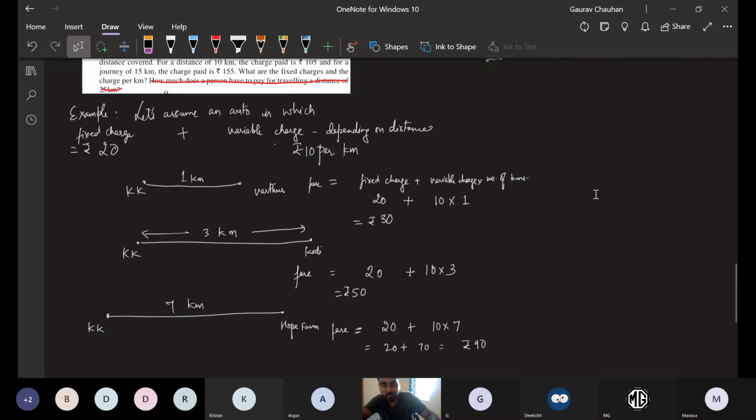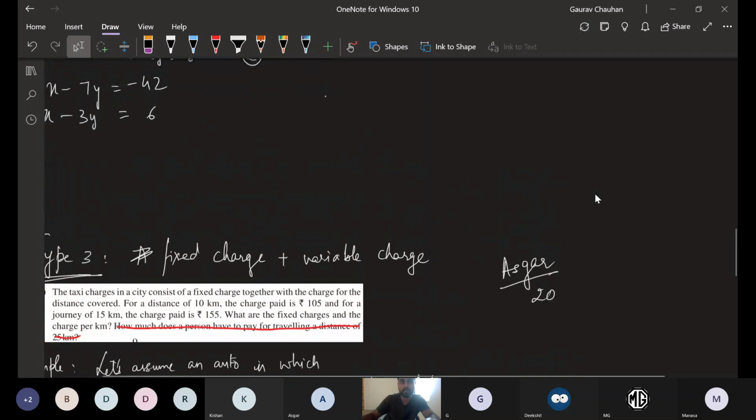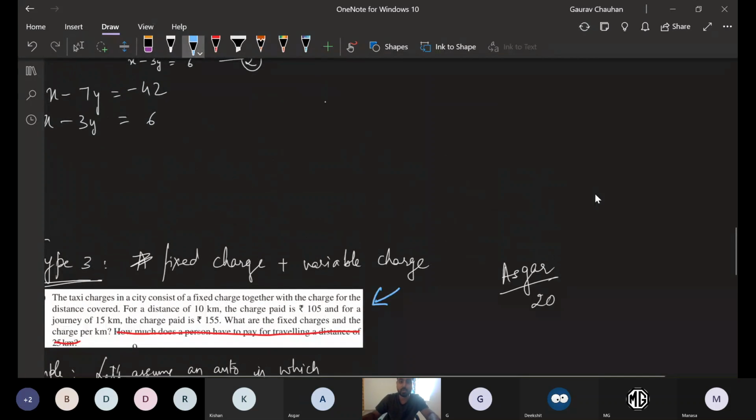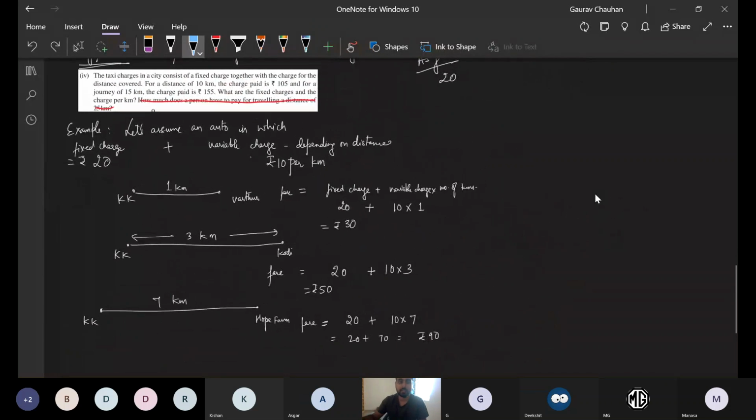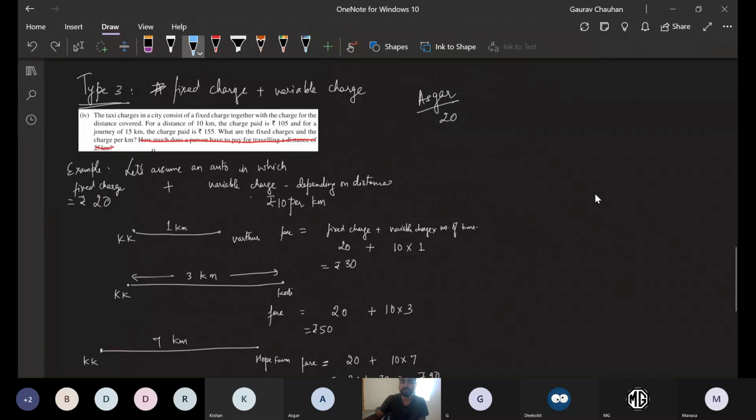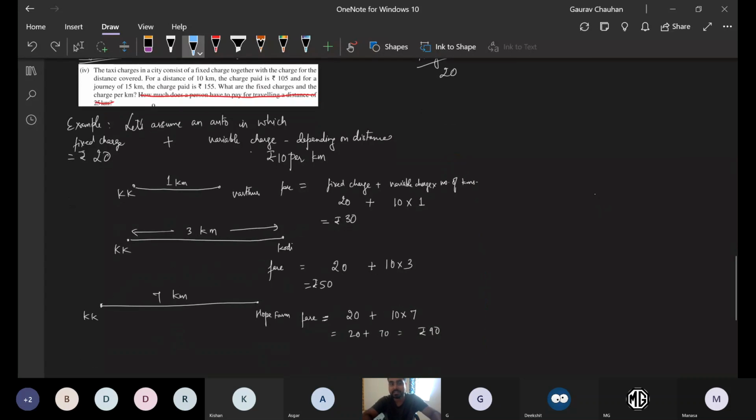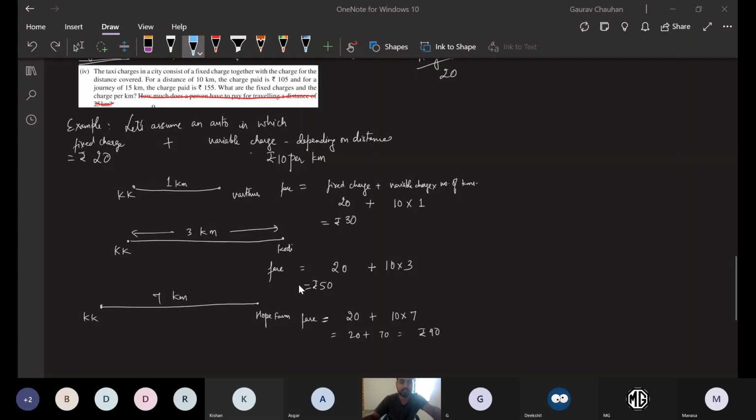Now obviously if we write this below this question only, it will become confusing. So I want you to write this in a fresh page. Write the heading again: Type 3, fixed charge plus variable charge. Write this example in that fresh page, so that this is for understanding purposes. Then we will come to this question. Obviously, now this question will become like LAP only.